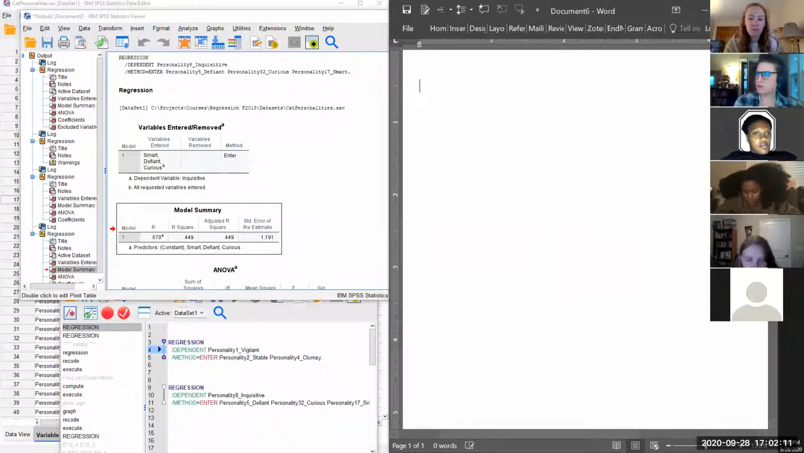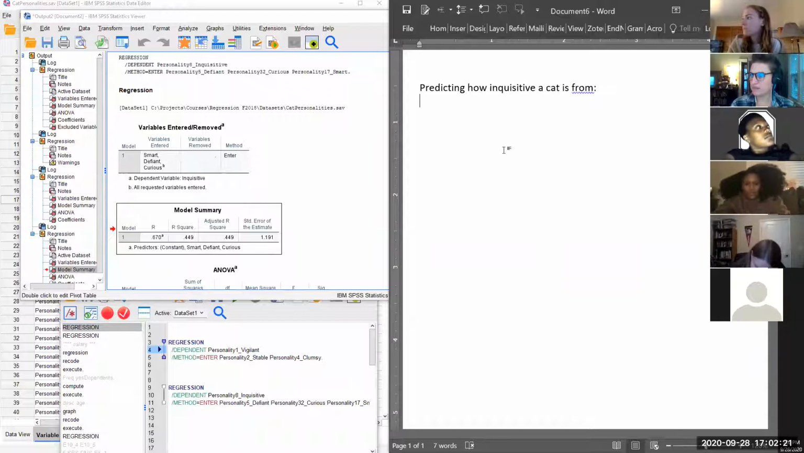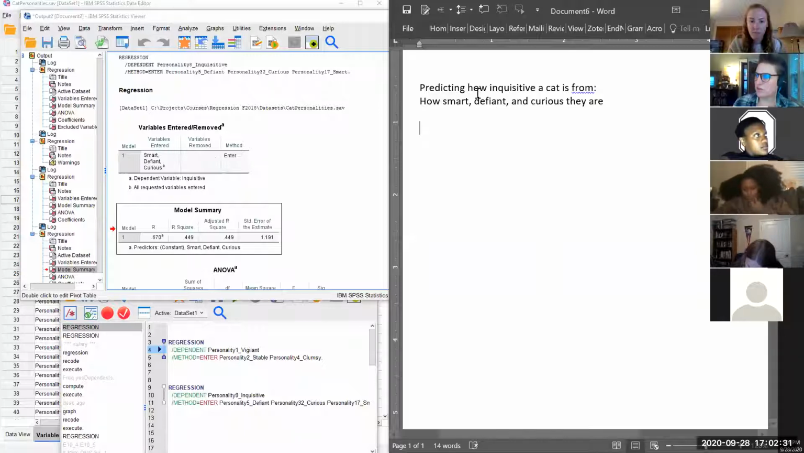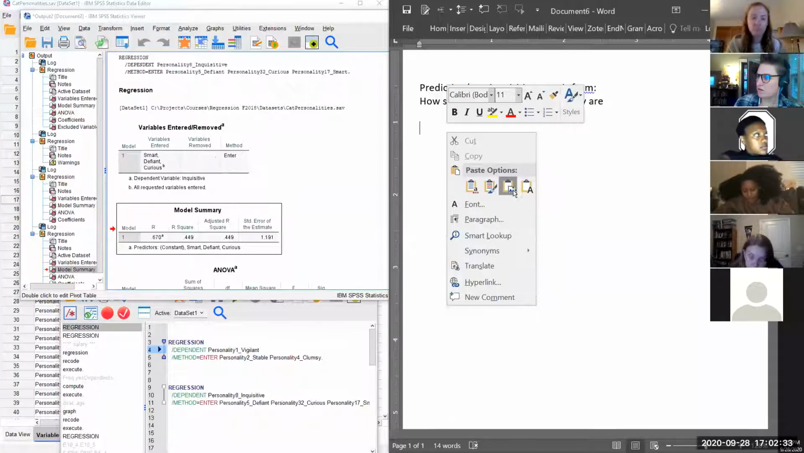So what did we just do? We said predicting how inquisitive a cat is from how smart, defiant, and curious they are. So the first thing we have is our R squared.